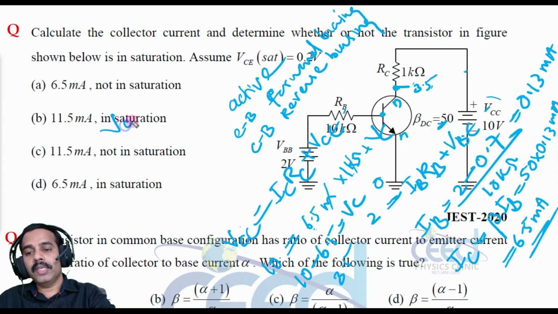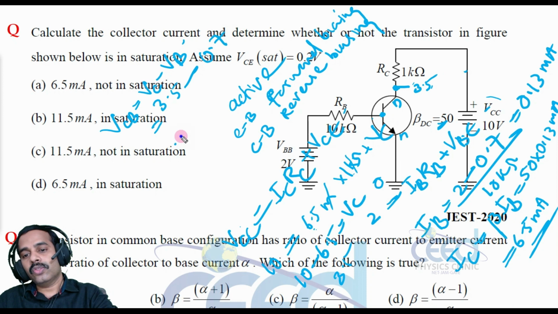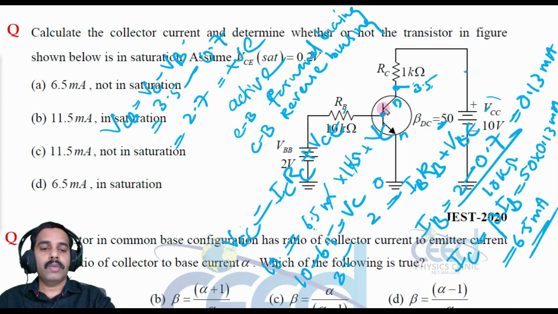So VCB is equal to VC minus VB. VC is equal to 3.5, minus VB. VB is equal to VBE, that is 0.7. So that means 2.7, which is positive. So the voltage across this collector base junction is positive, which means it is connected in reverse biasing.